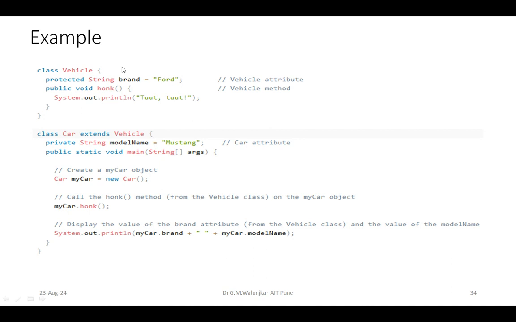We'll look at some examples on inheritance. Say class Vehicle is there, and we have another class Car. A car is a vehicle, so that type of relationship exists between these two classes, and we can have inheritance in place. Class Vehicle has certain attributes and methods: protected String brand equal to Ford, which is the vehicle attribute, and the method is honk. When you say protected, this is nothing but an access specifier. In object-oriented programming in Java, we have public, default, private, and protected access specifiers.